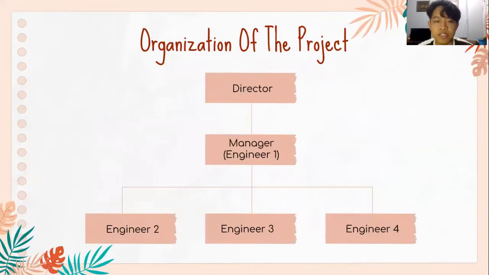So, this is the organization for the project. The head of the project is directed by the director of the company. Hence, under it, we have a manager, which is engineer 1, and under it, we have 3 more engineers to help organize the project.